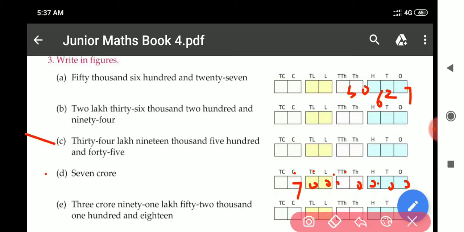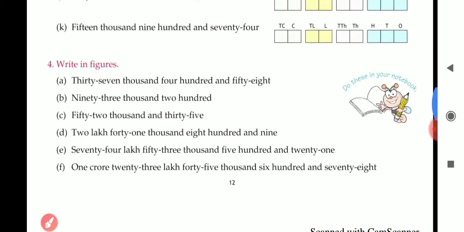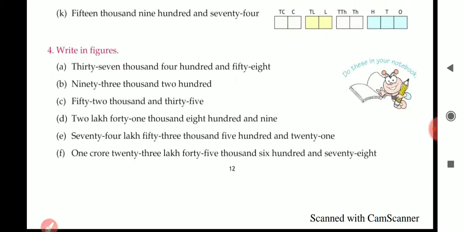Now see here, 34 lakh. So in the 10 lakh place we will write down 34 lakh 19,545. Like this we will do these questions. Now all the parts you have to do like this only.